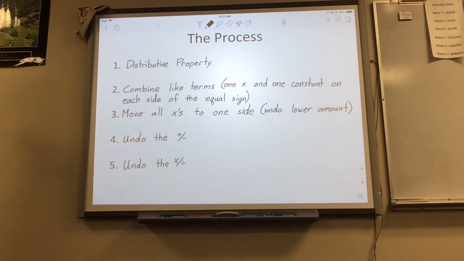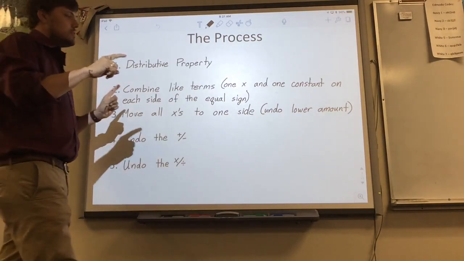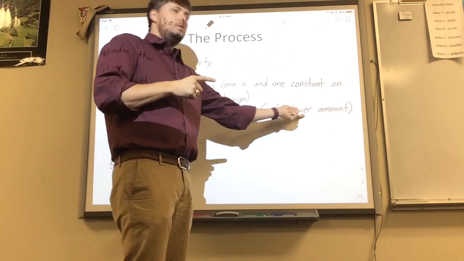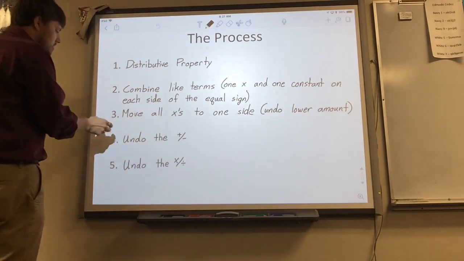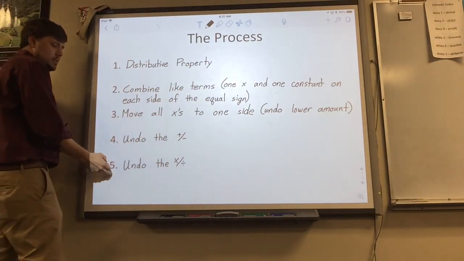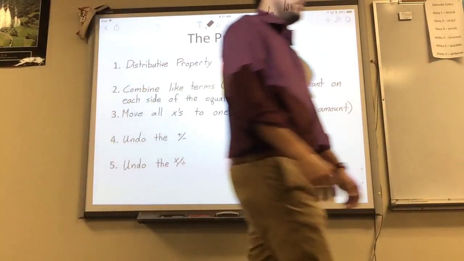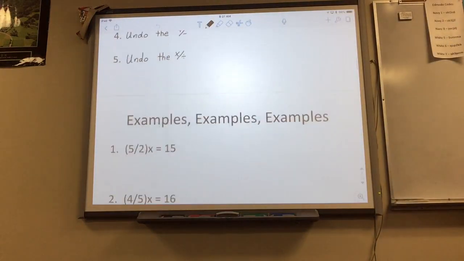Once we have one x and one number, we move all the x's to one side, and I personally do the lower amount. You've been taught to move it to the left. I just move the lower amount. Then we undo the addition and subtraction, what we did last time, and then we undo the multiplication and division, what we're doing this time.